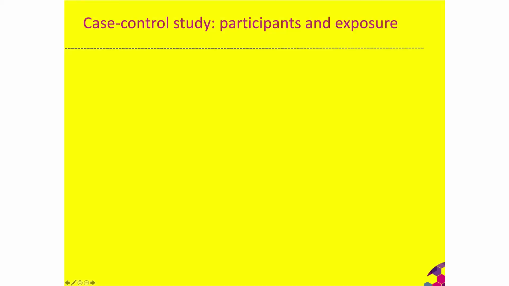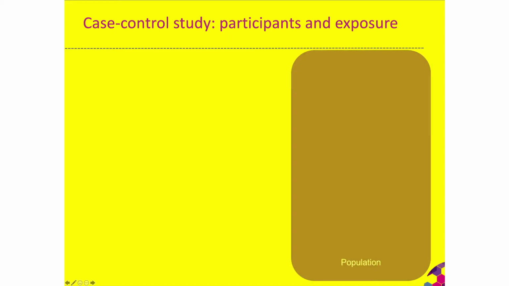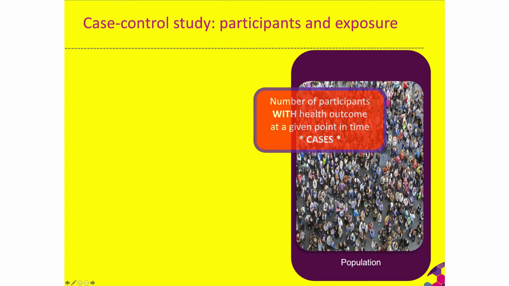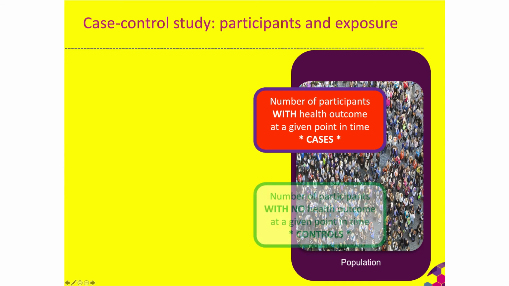So let's look at an example of how case control studies work. So we start with the population here, and we find the number of participants with a health outcome at a given point in time. There are cases. And then we find a number of participants with no health outcome at a given point in time, and they are our controls. Now, usually we tend to have at least one control for every case, and often we have 2, 3, or 4 controls for every case person that we have in our study.